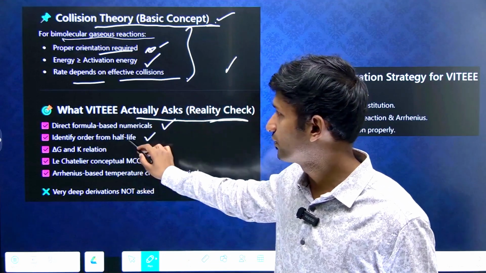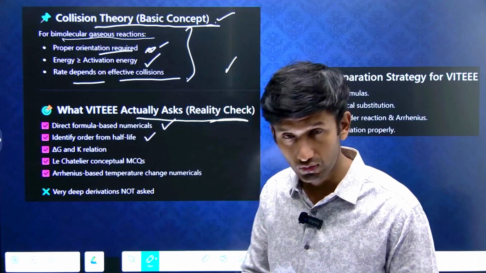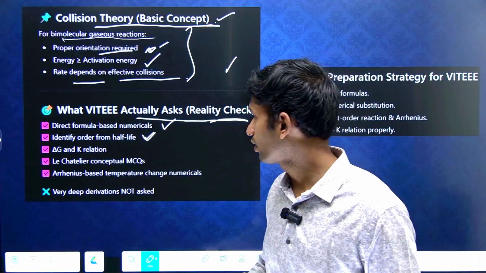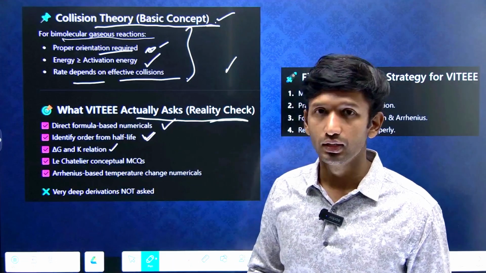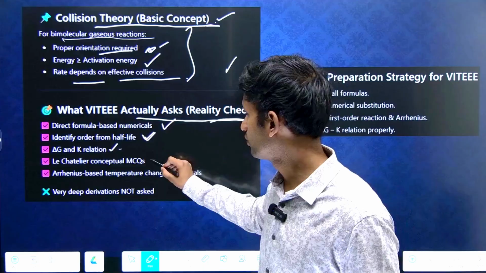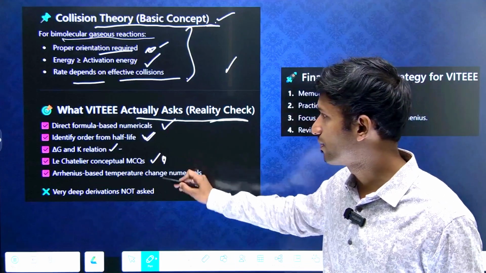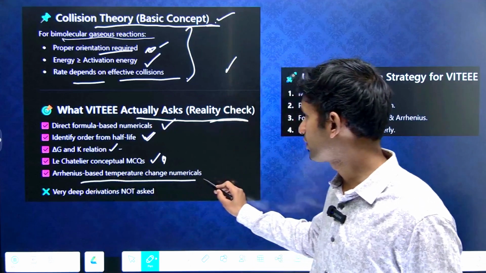Identify order from the half life. So zero order, first order, we have already discussed pseudo order also. So we can be asked to identify order from half life formulas. Those are important. Then delta G and K relations. There are a couple of relations that we also need to learn. And also Le Chatelier's principle. We have discussed how important Le Chatelier's principle is, plus the Arrhenius based temperature change numericals.